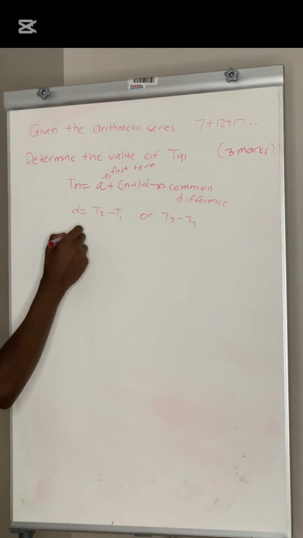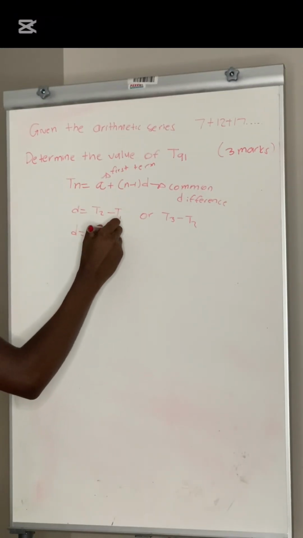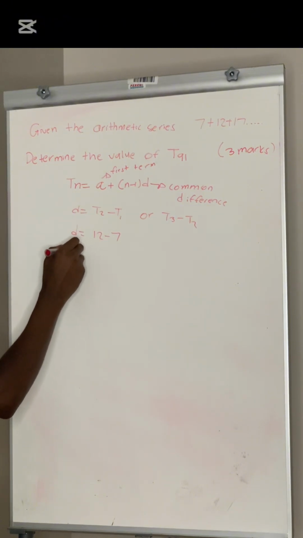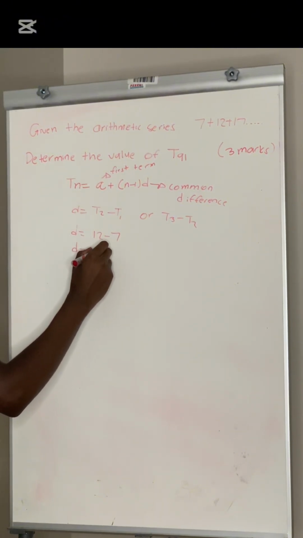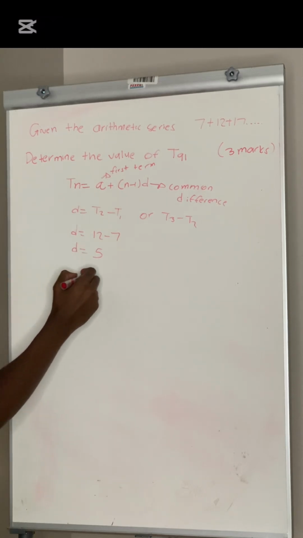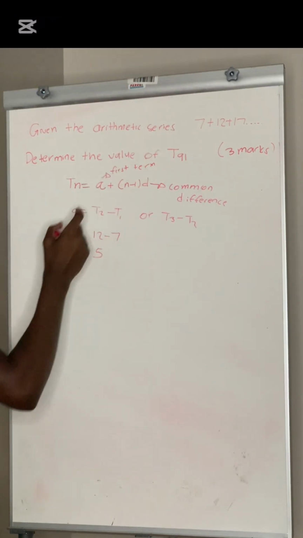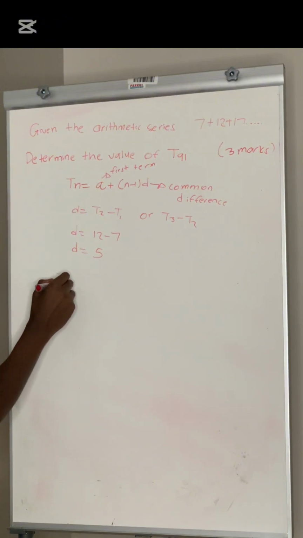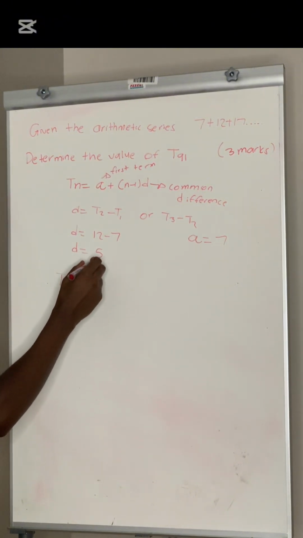Okay, now the common difference is found by saying term 2 minus term 1 or term 3 minus term 2. So let's take term 2, which is 12, and subtract the first term, which is 7. So the difference is 12 minus 7, which is 5. And then our a is basically the first term of the sequence, which is 7. So we're simply going to substitute from here. We know that a is equal to 7 and d is equal to 5.